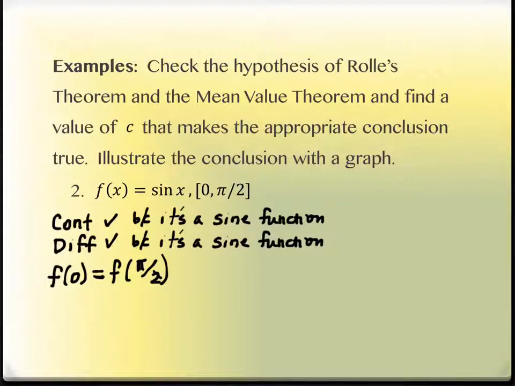So what in the world do I do to find f of 0? Sine of 0. And I need to check sine of pi over 2, right? And this is where I'm finding out, are these in fact equal? What is the sine of 0? 0, good. What is the sine of pi over 2? 1. And that's a big fat no, right?